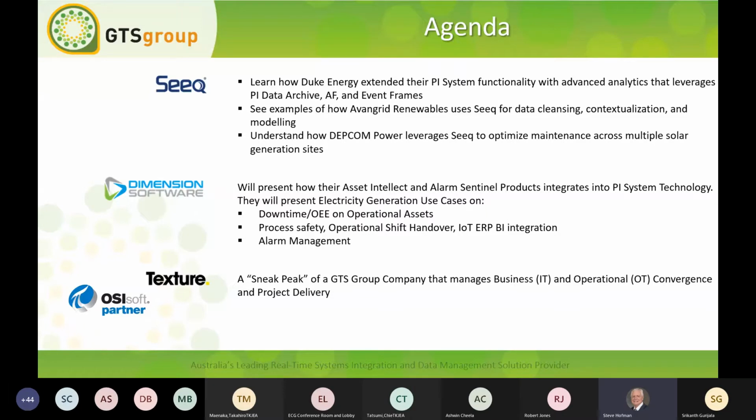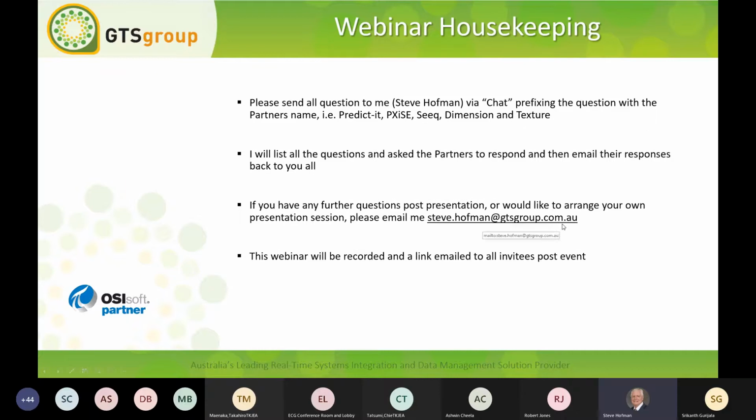And we'll go into the presentation with Texture. Texture is part of the GTS group, and they provide project delivery services that incorporate consultation through to project management, through to test management, through to change management. So what we're trying to do here as a GTS group is to ensure that we can provide the full gamut of a project to our customers, depending on what part of the journey they're in from a project perspective.